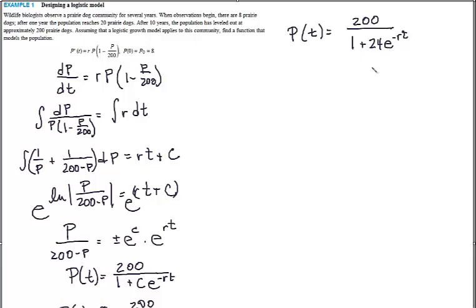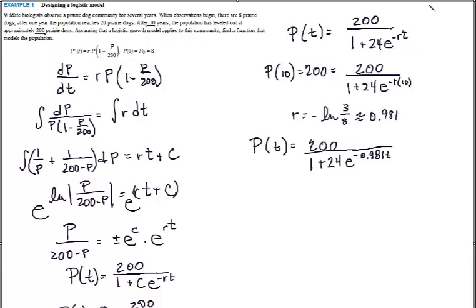Next thing I need to do is get that rate, that r, and I have another point, and that point is 10 years, 200 dogs, and I'll plug that in and get my r. Alright, this becomes my logistic population equation, and it has a carrying capacity of 200, meaning that as time goes on and on, our population approaches 200 and stays kind of steady there.